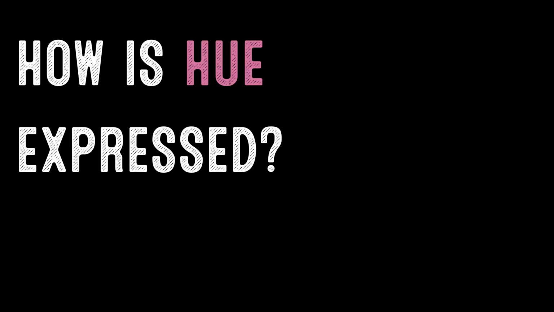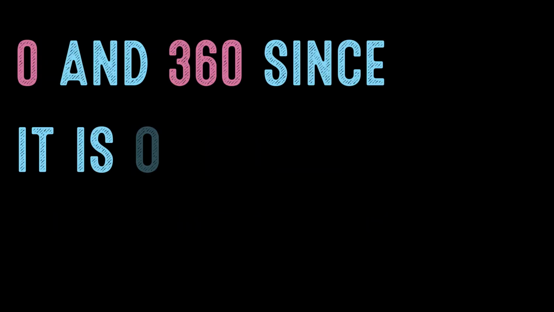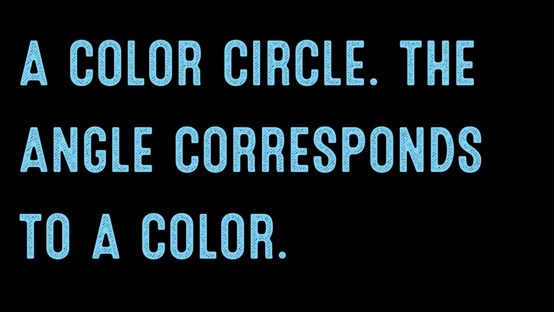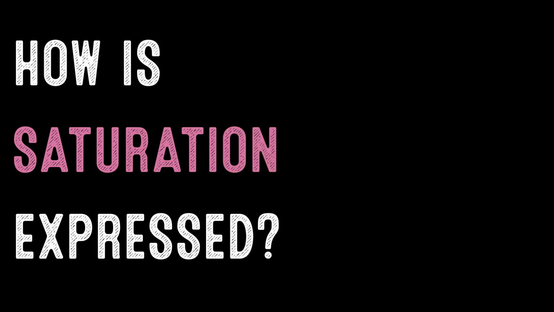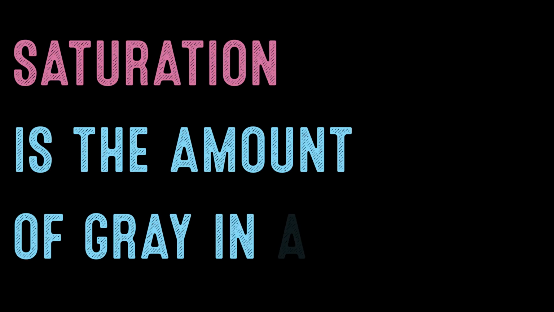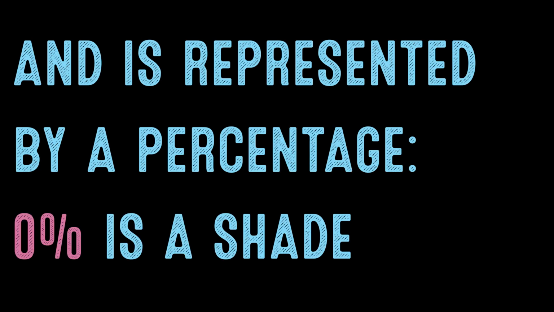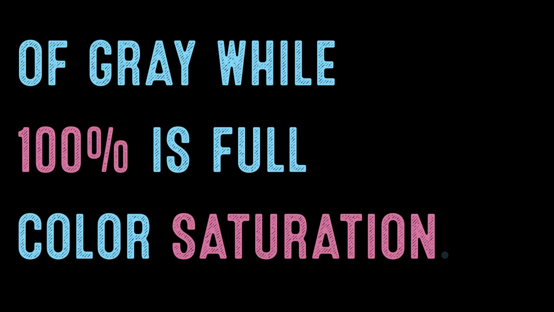How is hue expressed? Hue is expressed as an angle between 0 and 360 since it is often represented as a color circle. The angle corresponds to a color. How is saturation expressed? Saturation is the amount of gray in a color and is represented by a percentage. 0% is a shade of gray, while 100% is full color saturation.